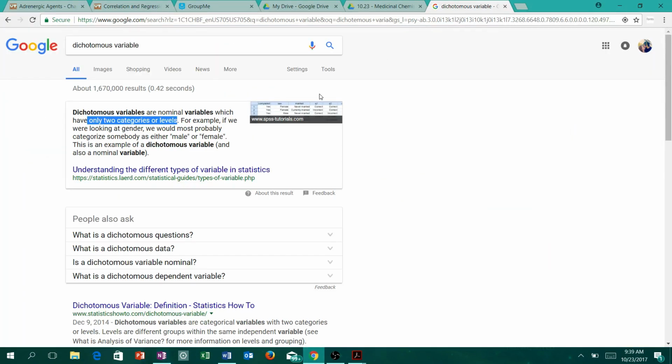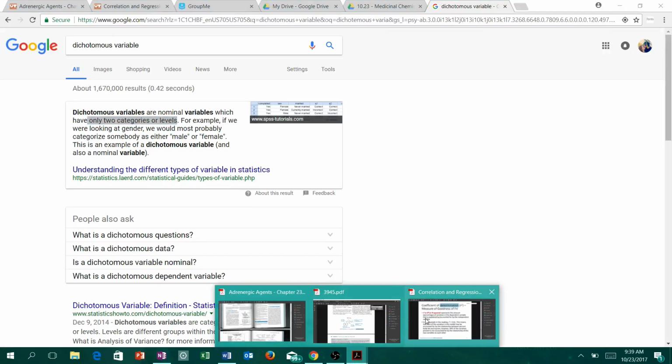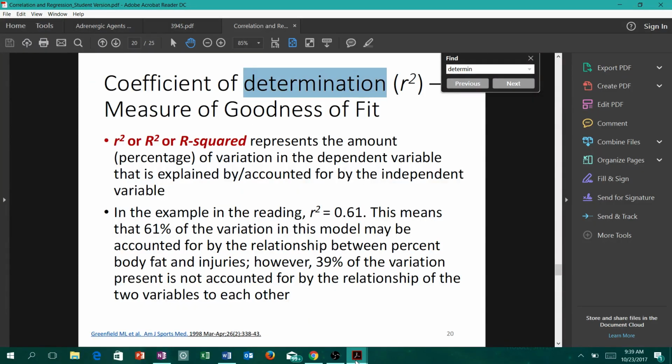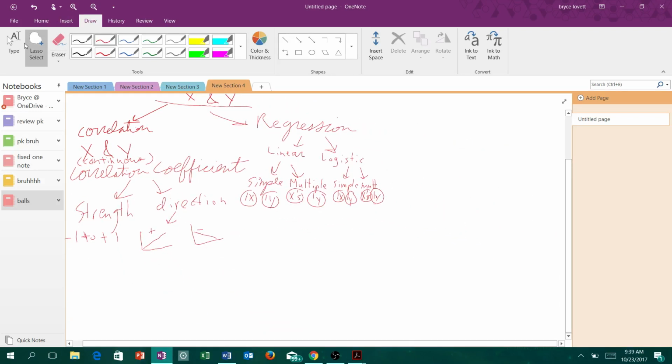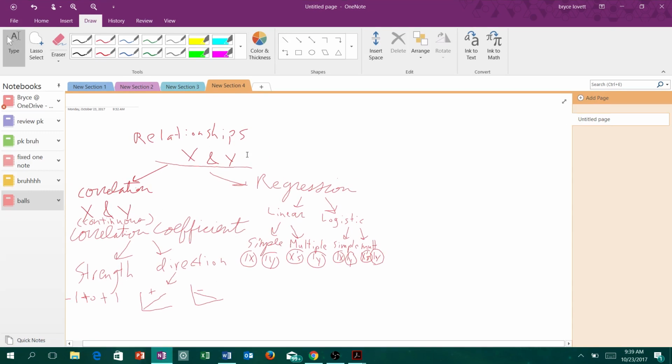What is an example of a dichotomous variable? Two categories, male and female. Sorry, dichotomous variable has to be two categories. So male and female. So any dichotomous variable, meaning that we're using logistic regression. But still, there are simple and multiple logistic regressions. So how can we tell? It depends on the number of predictor variables. If we have one predictor variable, then we do simple logistic regression. If we have more than one predictor variable, then we do multiple logistic regression. In both cases, y has to be a dichotomous variable.